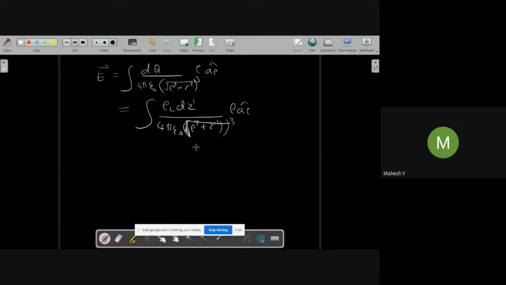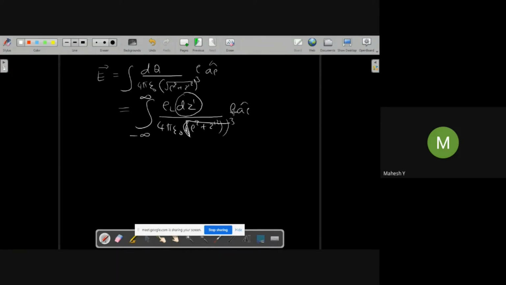To integrate, what is the parameter we are integrating? What is the d component? What is this? Dz prime, right? So we are integrating along the z axis. So from where to where I have to integrate? Yes, very good, Kushi. That is minus infinity to plus infinity, right?